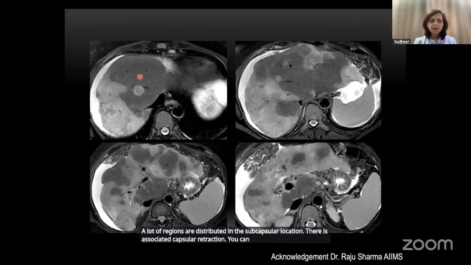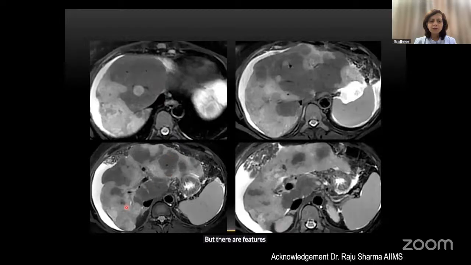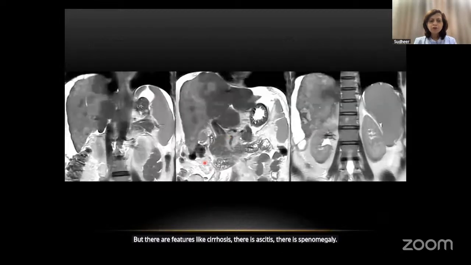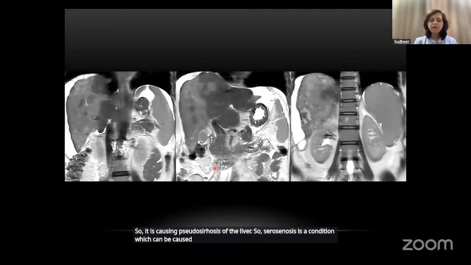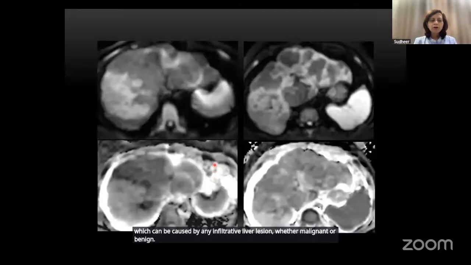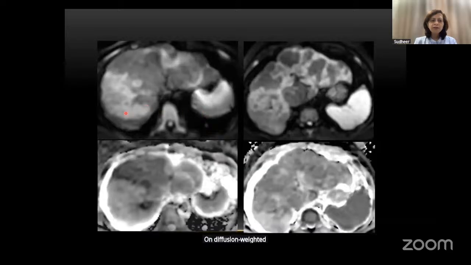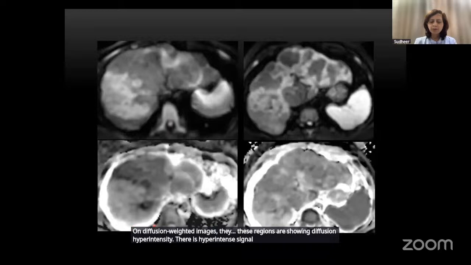You can see that the background parenchyma otherwise does not show any parenchymal nodules, but there are features like cirrhosis, there is ascites, there is splenomegaly. So it is causing pseudocirrhosis of the liver. Pseudocirrhosis is a condition which can be caused by any infiltrative liver lesion, whether malignant or benign. On diffusion weighted images, these lesions are showing diffusion hyperintensity. There is hyperintense signal on the ADC map also.